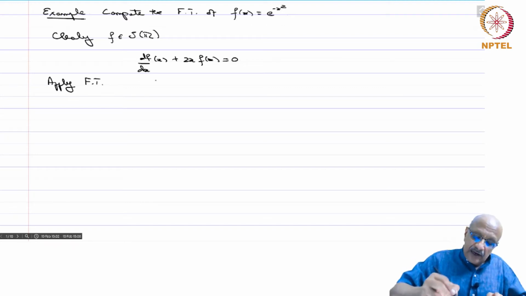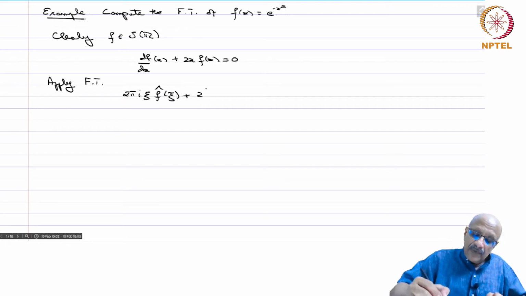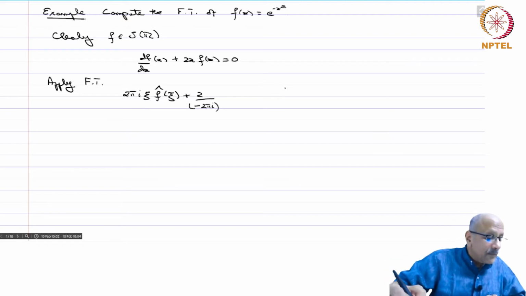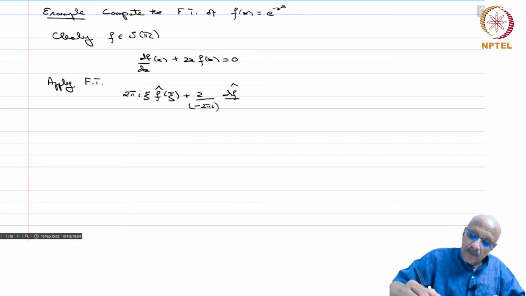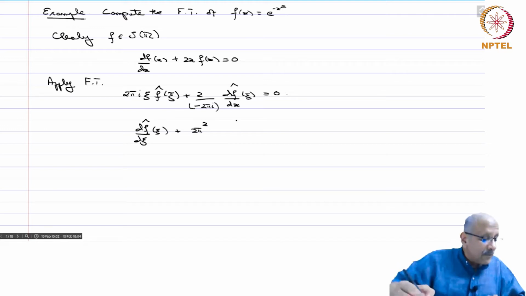So what do you get? I am differentiating, which means I must get 2 pi i xi f hat of xi. That is what I get from df by dx. Then plus 2 times x f of x, if I take the Fourier transform, that is minus 2 pi i times the derivative of the Fourier transform. So you have 2 by minus 2 pi i times df hat by dxi at xi equal to 0. So simplify, you get df hat by d xi at xi plus 2 pi square xi f hat of xi equal to 0.